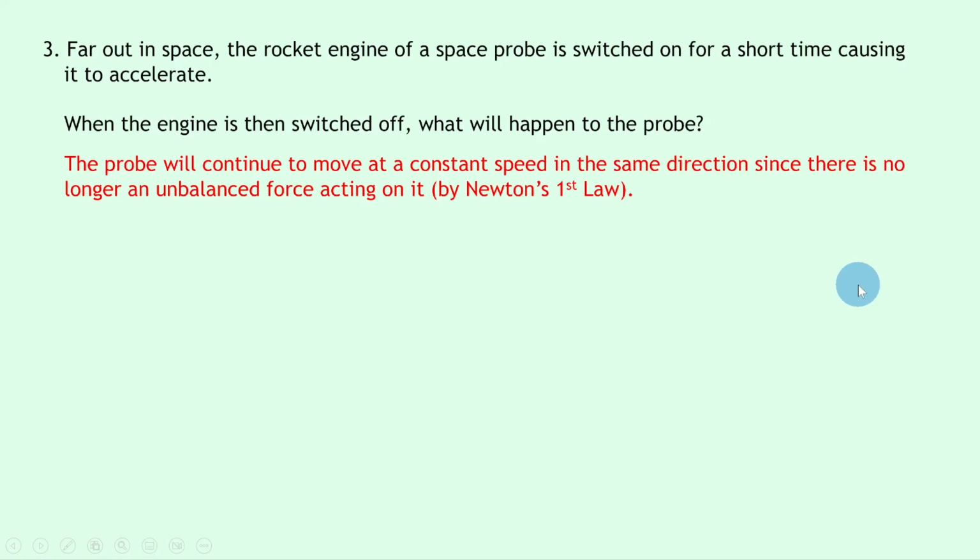So remember, Newton's first law gets at the idea of balanced forces means constant speed. And when the probe's engine is switched off, there's no longer an unbalanced force, so we therefore have balanced forces, meaning a constant speed. And it will also move in the same direction in a straight line since there's no unbalanced force acting on it.